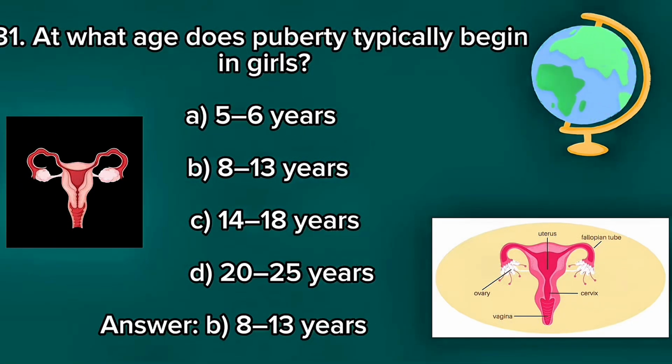31. At what age does puberty typically begin in girls? A. 5 to 6 years, B. 8 to 13 years, C. 14 to 18 years, D. 20 to 25 years. Answer, B. 8 to 13 years. 32.